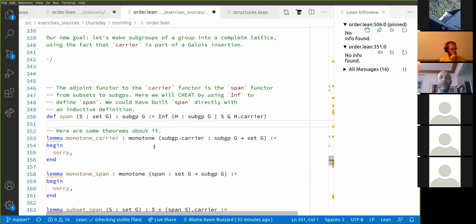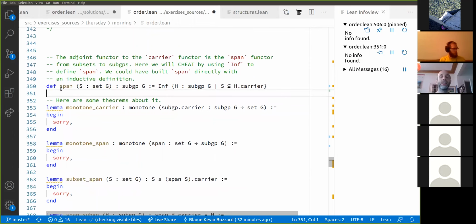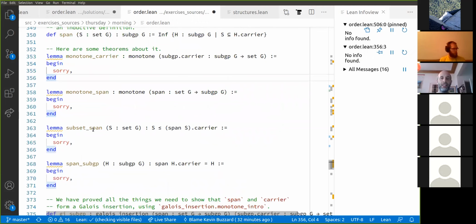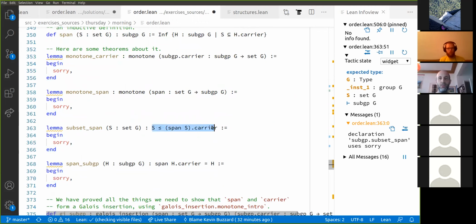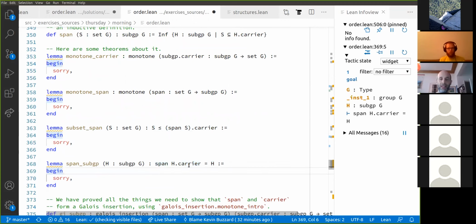And then here are some lemmas about this span, because the span is the adjoint functor, you see. And so here are the lemmas that prove that this is an adjoint functor. This is one part of the adjoint, and this is the other part of the adjointness. But in fact, it's even better. It's not a less than or equal to, it's an equality.